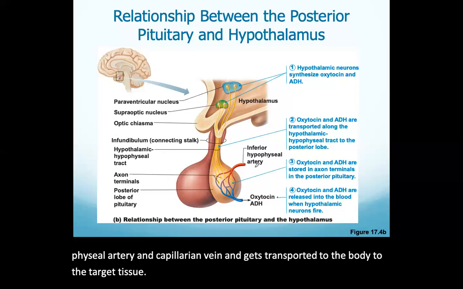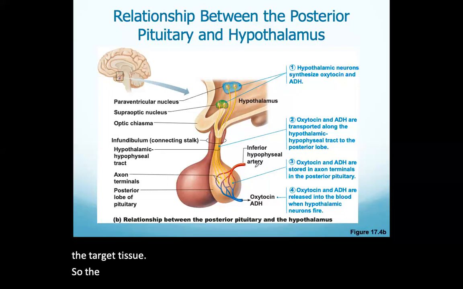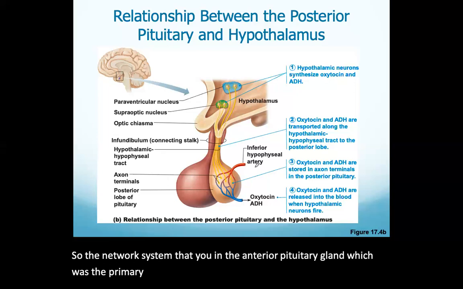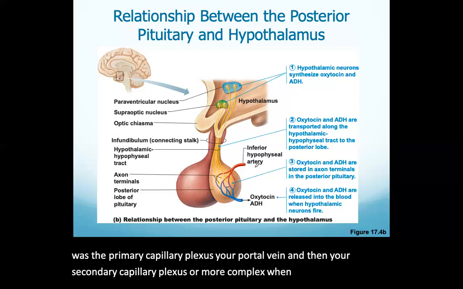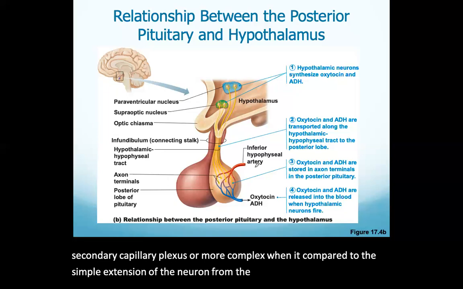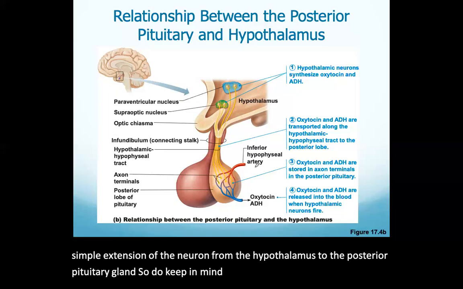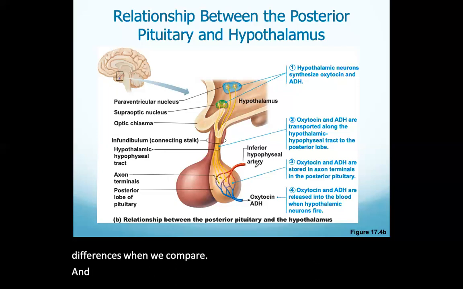The network system that you see in the anterior pituitary gland, which was the primary capillary plexus, your portal vein, and then your secondary capillary plexus, is more complex when compared to the simple extension of the neuron from the hypothalamus to the posterior pituitary gland. So do keep in mind that there are main structural differences when we compare the anterior to the posterior pituitary gland.